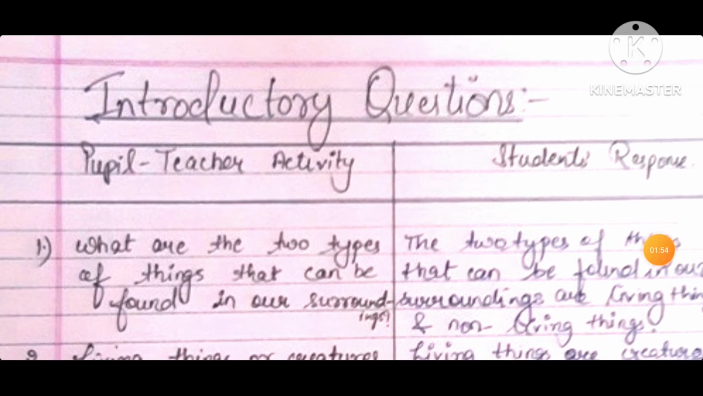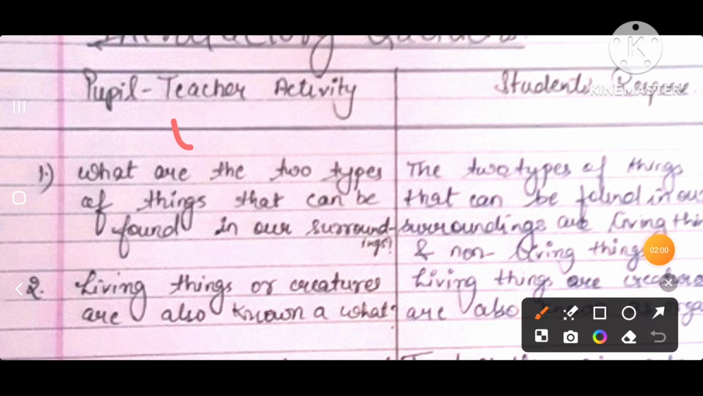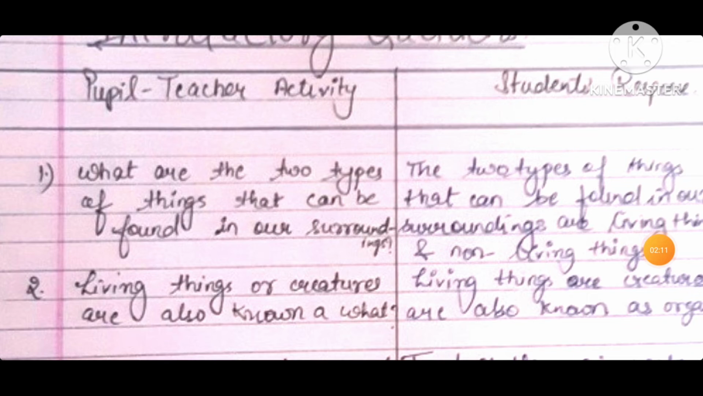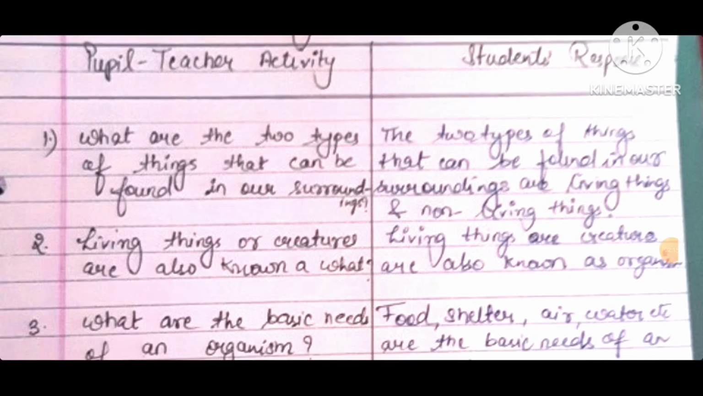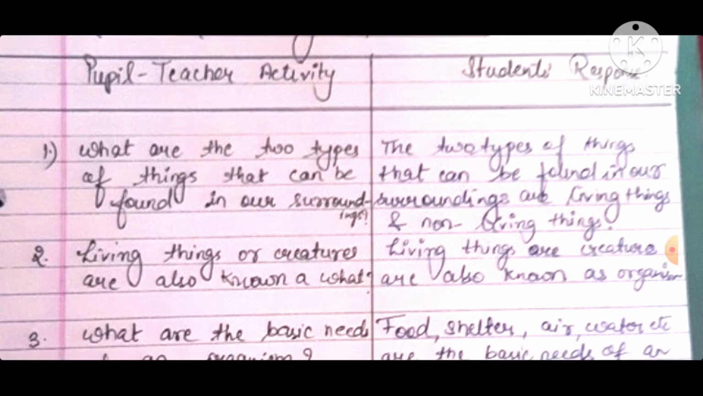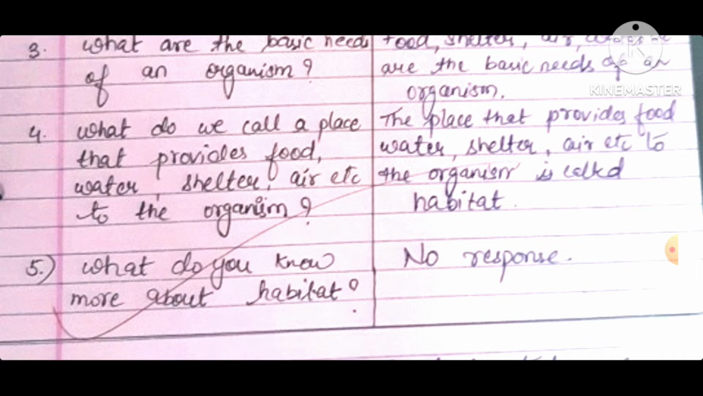After that, you have to make introductory questions in which you have to make a table. Write pupil teacher activity column and student response column. In pupil teacher activity you have to write the questions which you ask the students, and in student response you write the response that your students have given to you. So the topic is habitat. You have to make introductory questions in a zigzag manner. So the fifth question comes with the question habitat.